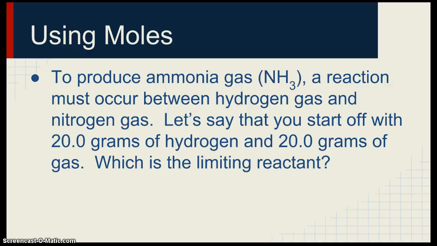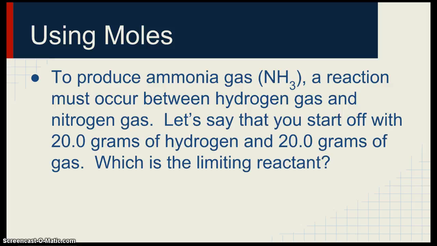Okay, let's try a problem here. To produce ammonia gas, that's NH3, a reaction must occur between hydrogen gas and nitrogen gas. Let's say that you start off with 20 grams of hydrogen gas and 20 grams of nitrogen gas. What is the limiting reactant? Go ahead and write that down for just a minute. See if you can do the problem.